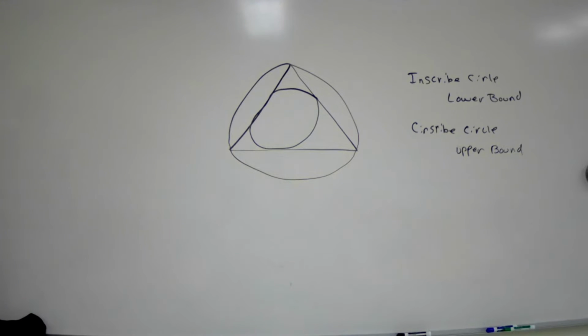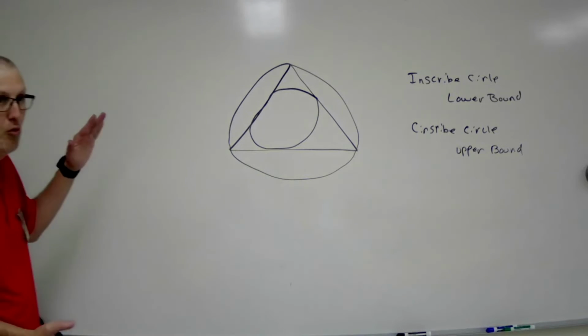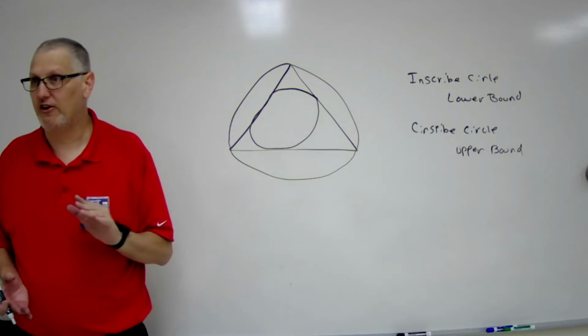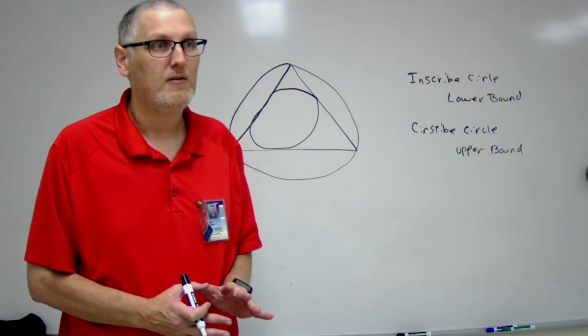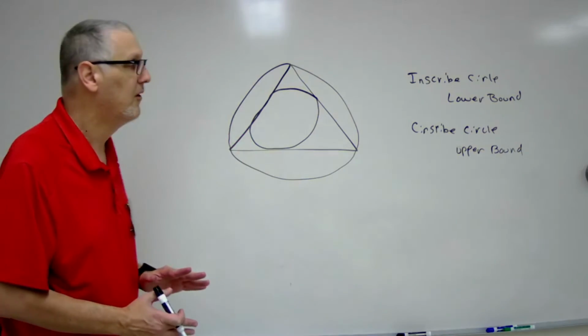So the inscribed circle would give us a lower bound, right? And the circumscribed circle gives us the upper bound. Somewhere between those two would be the real area, right? Somewhere between those two is the true area. Would you all agree?